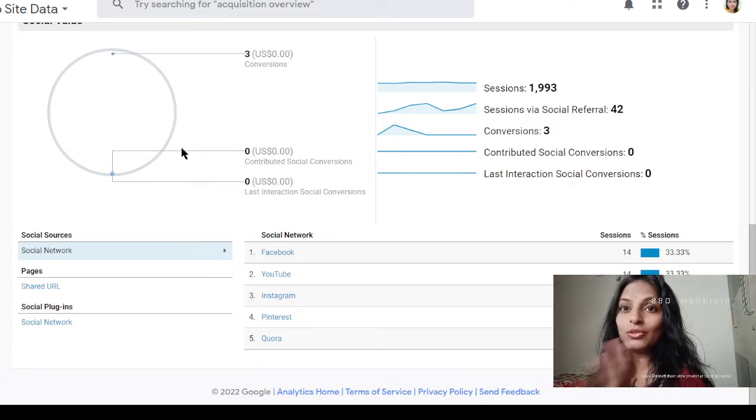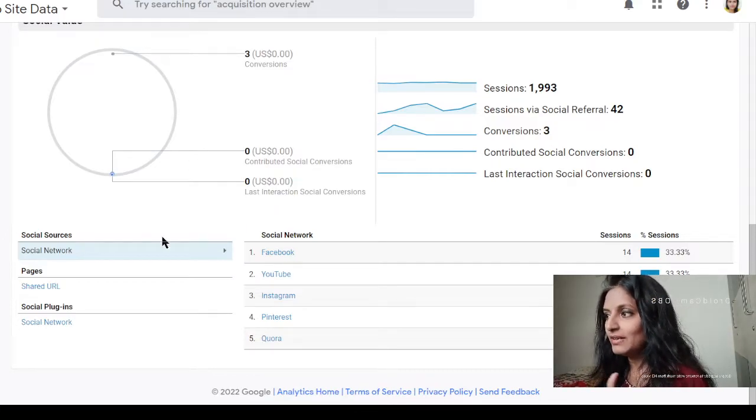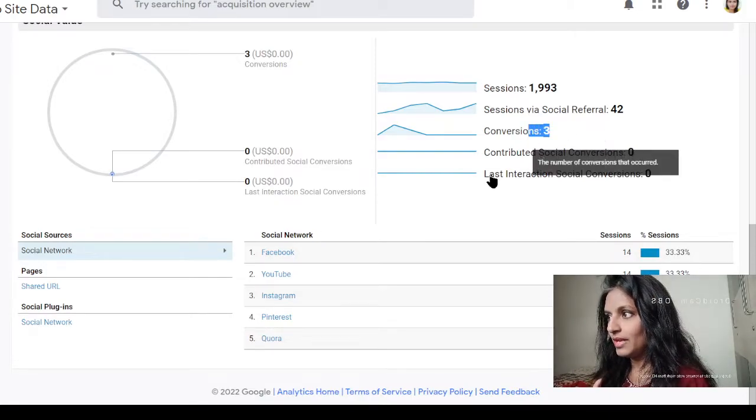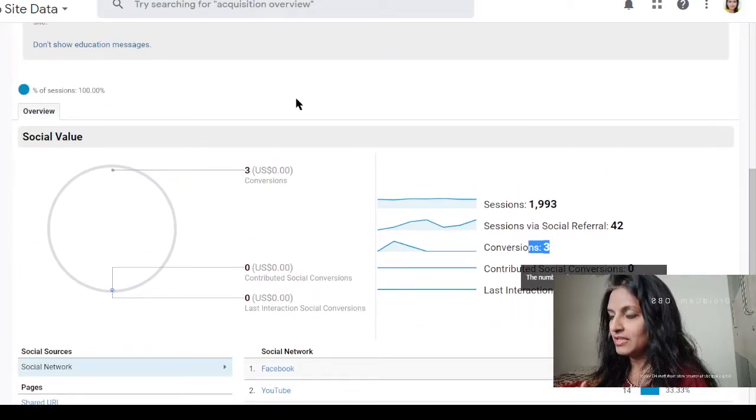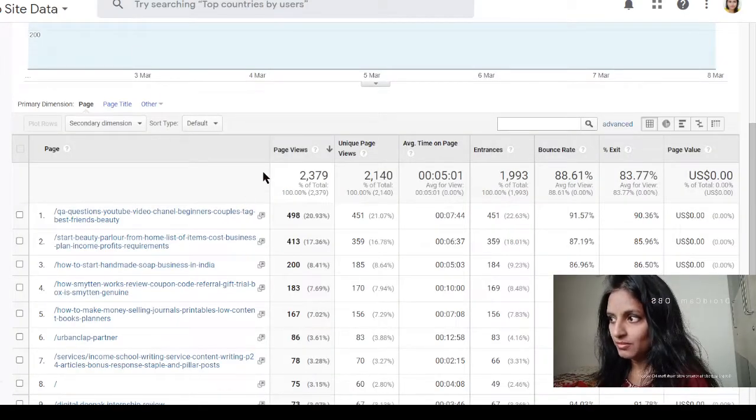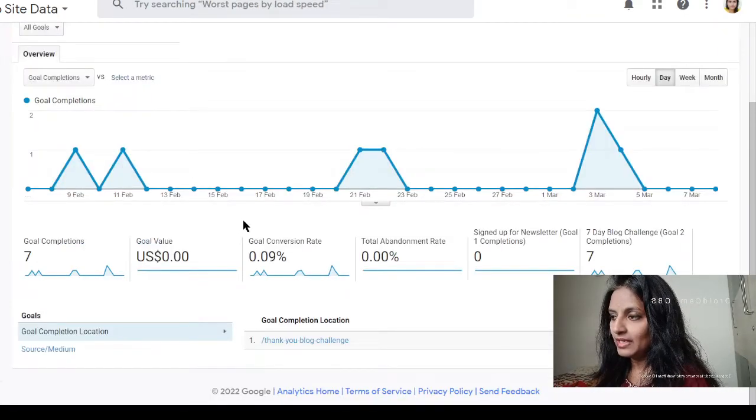And then one of the fun things I like is to look at the social networks which are sending me traffic. So there's Facebook, YouTube, Instagram, Pinterest, as you can see here, and I like to know, okay, is it working for me, is it worth the effort, am I getting conversions? Okay, so for the last 7 days these are the conversions. So yes, it's working. I'm also looking at where I am getting those conversions from.